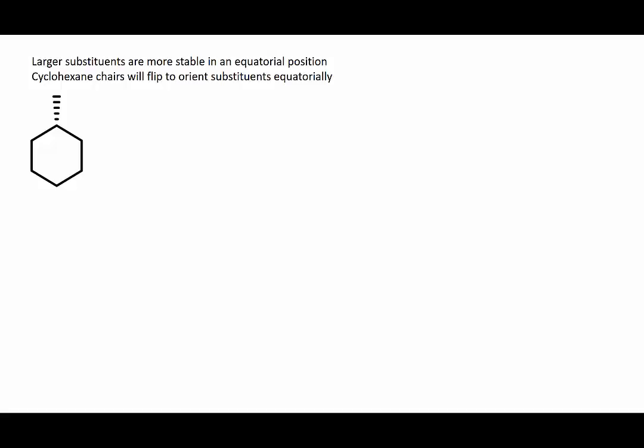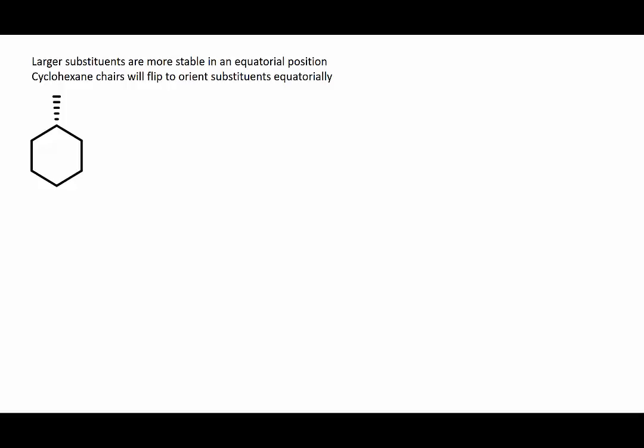At this point, you should be familiar with drawing chairs and recognizing which substituents are axial or equatorial. An important rule for drawing rings is that larger substituents are always going to be more stable in an equatorial position. I'll talk about why in a minute. Cyclohexane chairs are going to flip so that they can orient substituents equatorially.